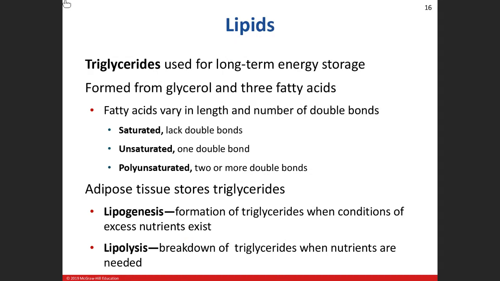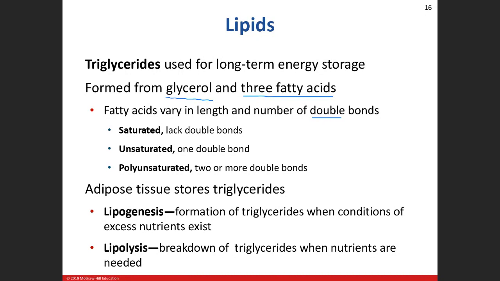Okay, so our triglycerides are going to have a glycerol group and 3 fatty acids attached to them. I mentioned that they can vary in length, but I didn't talk about the number of double bonds. This is where you've probably heard these terms before: saturated versus unsaturated versus polyunsaturated, and then the term trans fatty acids. We'll talk about that.